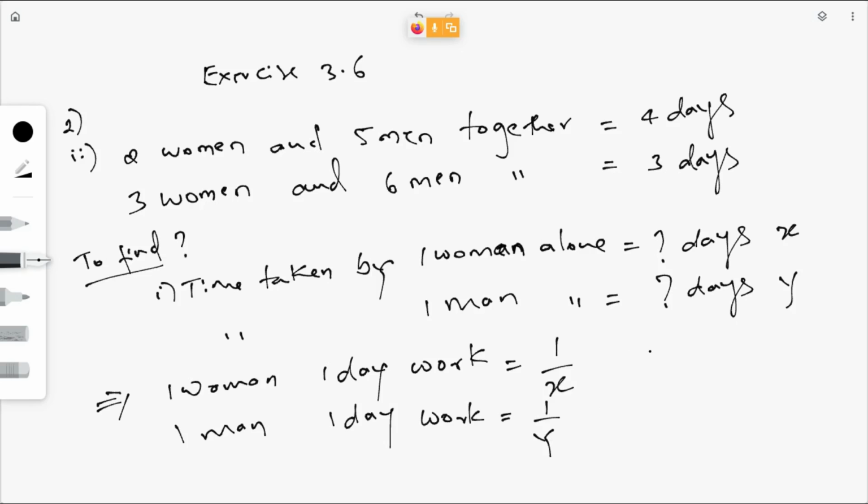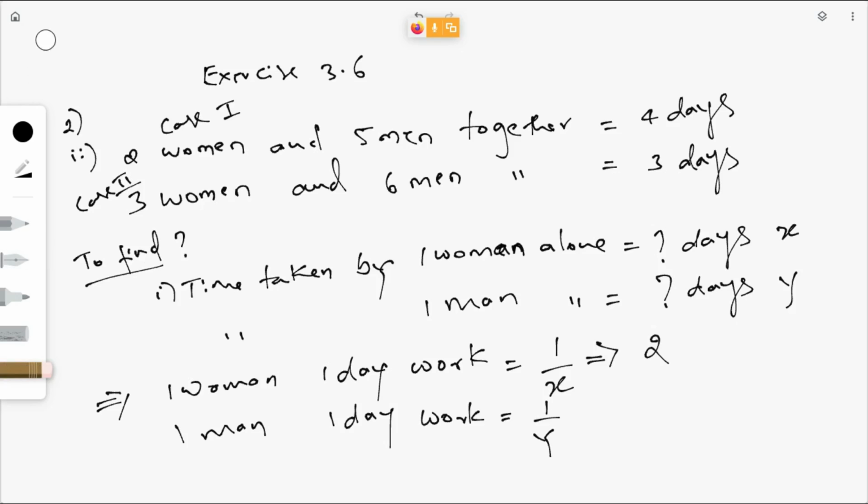Okay, so let's take the case 1. So what is the case 1? This is my case 1. This is my case 2. So in case 1, how many women are working? 2 women are working. So I can write this one as 2. Otherwise I will take one more slide.